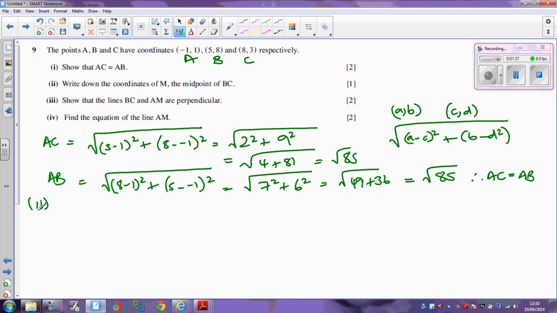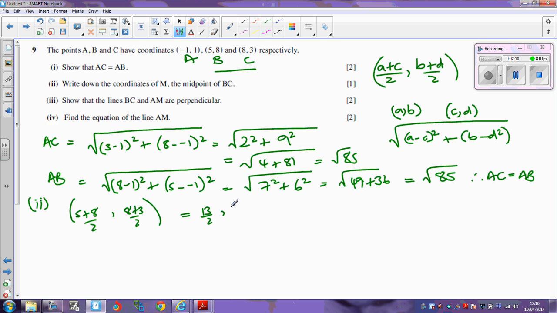Okay, part 2 says, write the coordinates of M, which is the midpoint of BC. Now, to find the midpoint of 2 points, you add the x coordinates, divide by 2, add the y coordinates, divide by 2. So if we're going to find the midpoint of BC, we're going to do 5 plus 8 divided by 2, and then we're going to do 8 plus 3 divided by 2, and that comes out as 13 over 2 and 11 over 2. You can just leave it like that, that's fine.